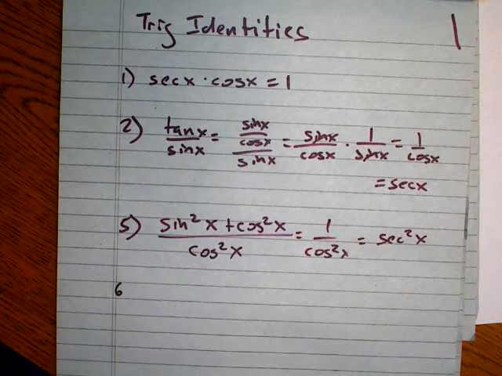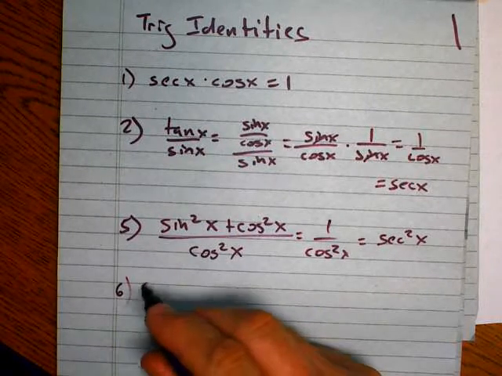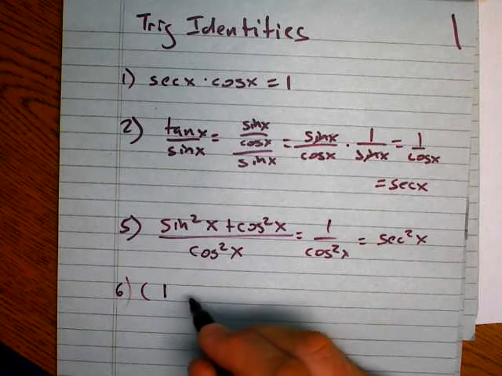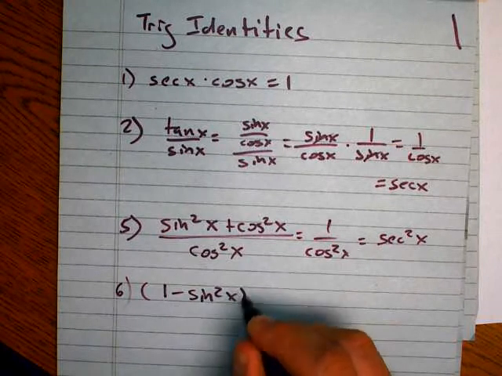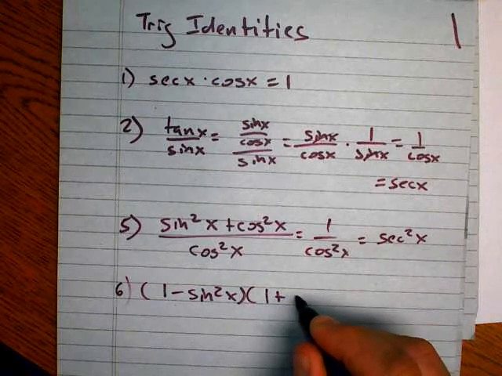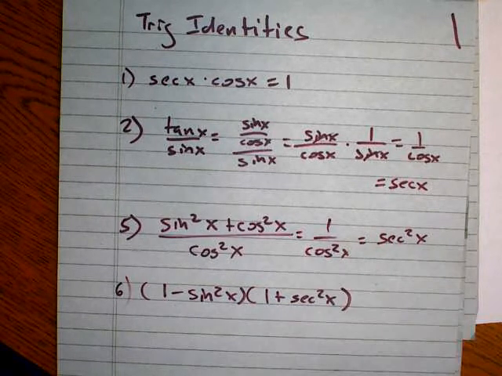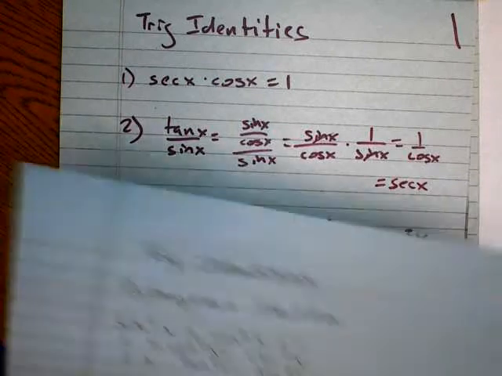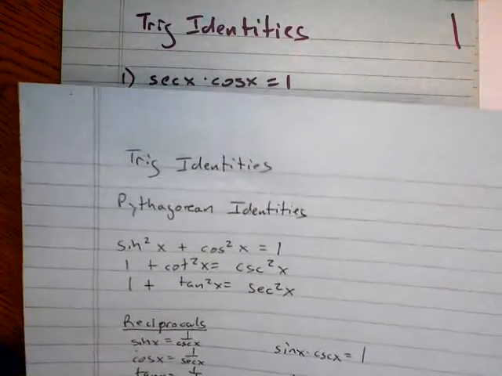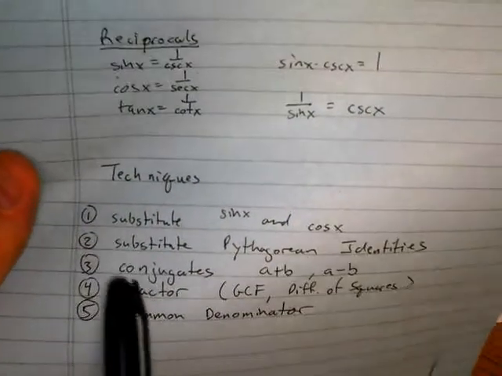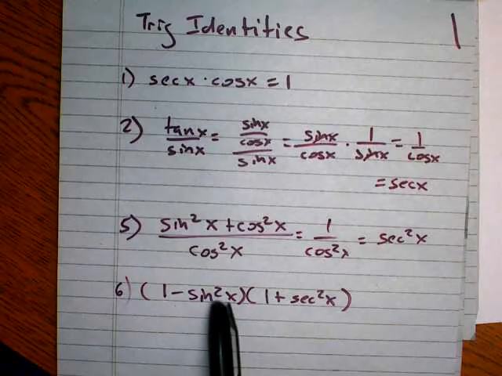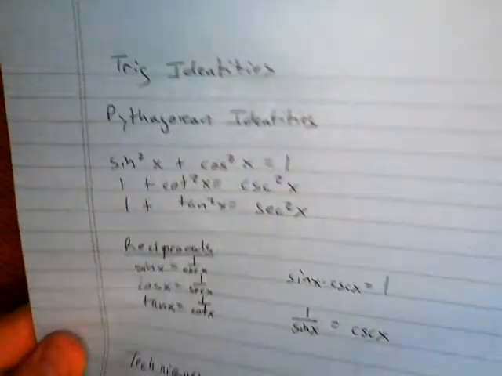Do we want to do 6? Okay, 6. We have 1 minus sine squared x times 1 plus secant squared x. Now, if I look at my Pythagorean identities, one of these is going to be able to be substituted and one isn't. By the way, we're going to be using technique number 2 here. And I'm suspicious because I've got these things that are squared, which points to the Pythagorean theorem.